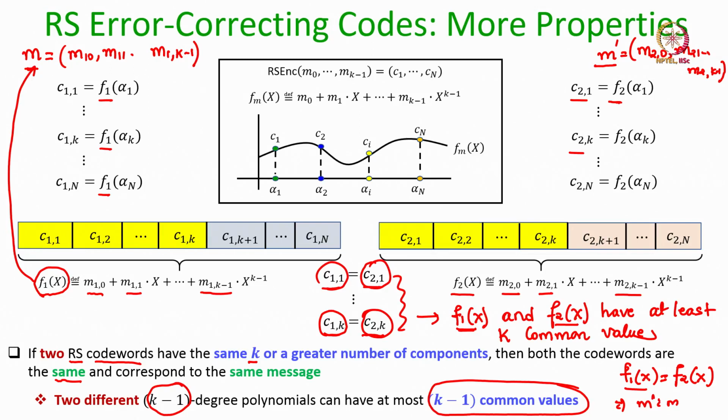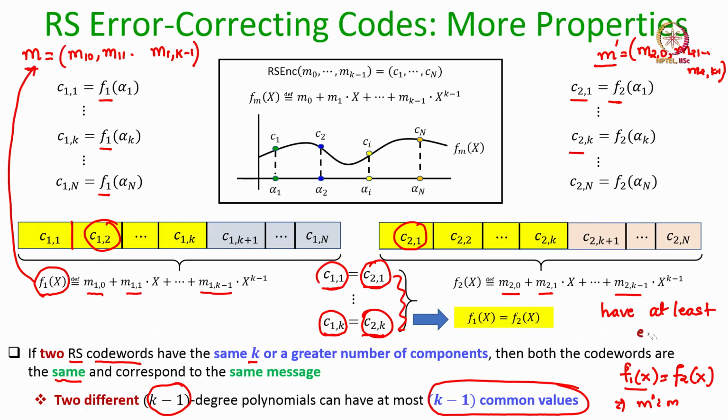I stress here, when I say that the two code words have the same k or greater number of components, that means they have to be at the same location. So, you have seen here that the first component of both the code words are the same, the second component of both the code words are the same, and so on. So, that is the second property of the Reed-Solomon error correcting codes, which will be useful later when we discuss the exact domain extension protocol. Namely, two different RS code words corresponding to messages of size k can have at most k minus 1 common components. They can't have k or more common components.